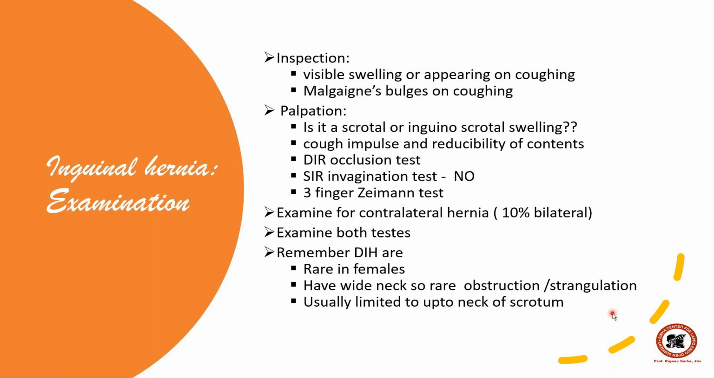Apart from that, the most important test is the deep ring occlusion test, where after reduction of the hernia, you identify the deep inguinal ring at 1.25 centimeters above the mid-inguinal point, press your thumb on it, ask the patient to cough, and make the patient stand up. The hernia will not appear if it is a lateral or indirect inguinal hernia. The moment you remove your thumb, the hernia descends into the inguinal canal.